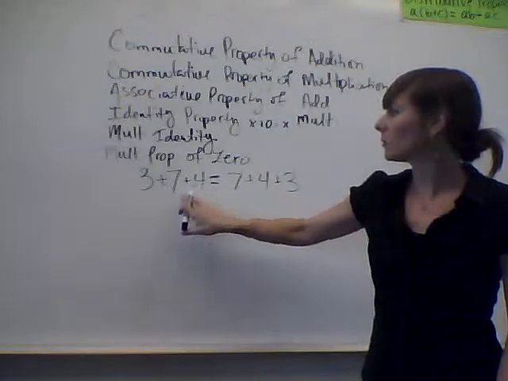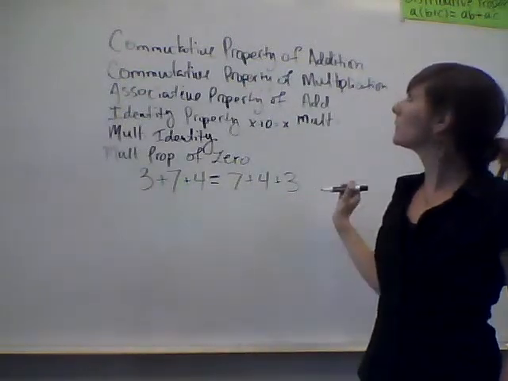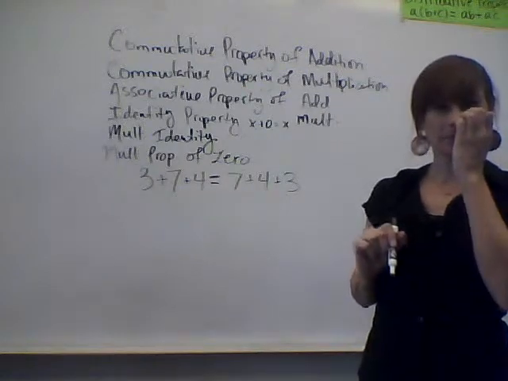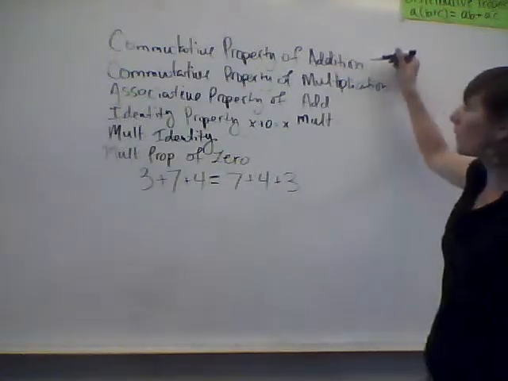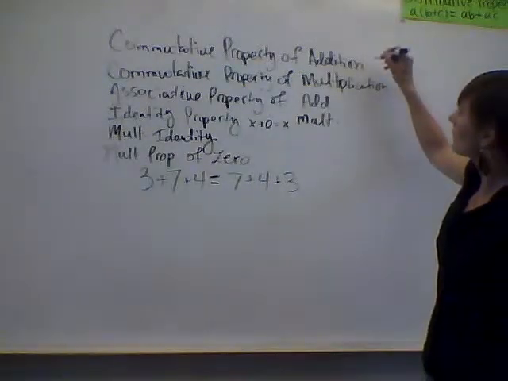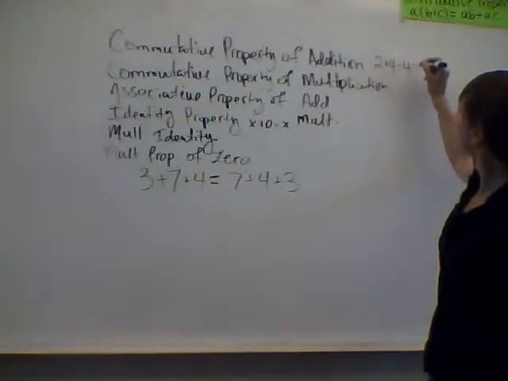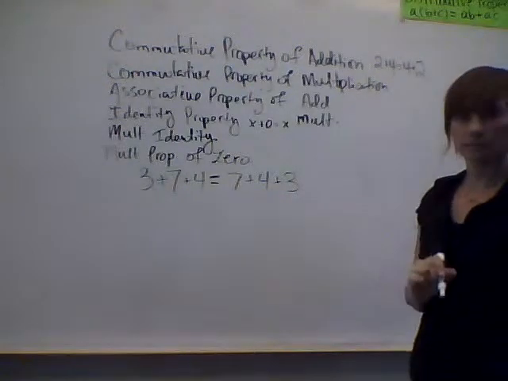3 plus 7 is 10, plus 4 is 14. 14 equals 14. Which one of these properties? Right, the commutative property of addition. Because you just change the order and they're still the same. So for example, 2 plus 4 equals 4 plus 2.